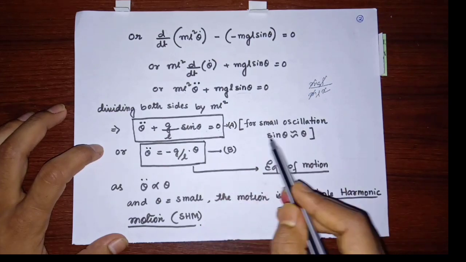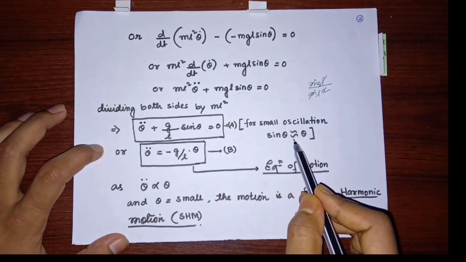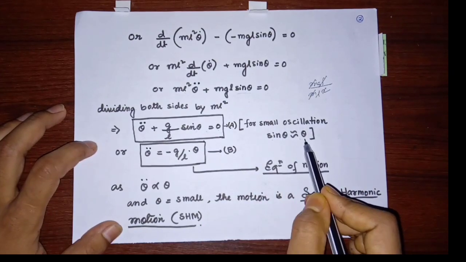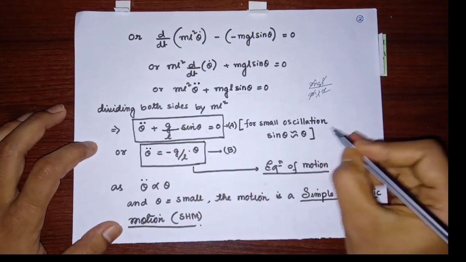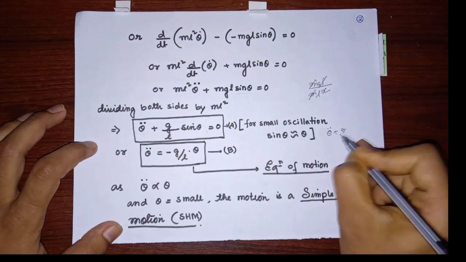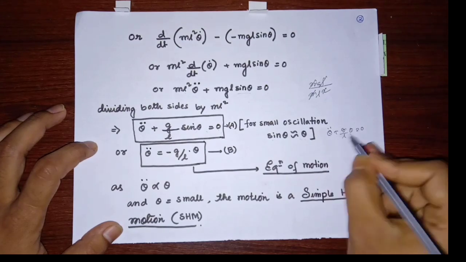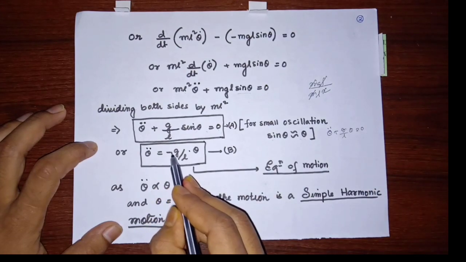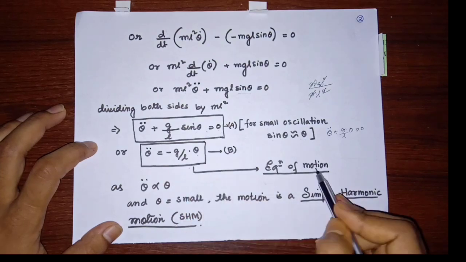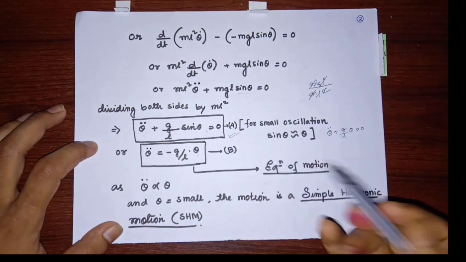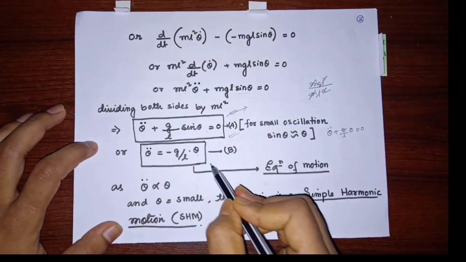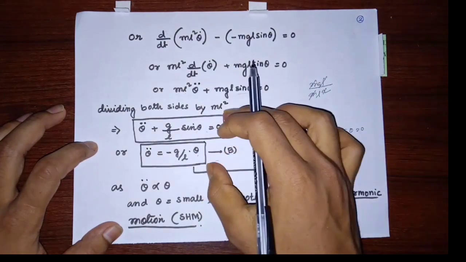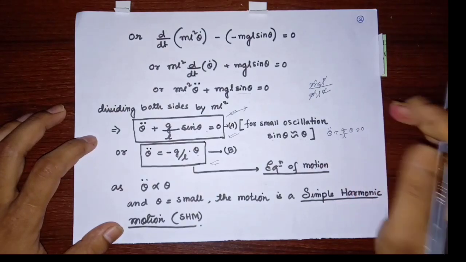For small theta, or for small oscillation, we know sin theta is approximately equal to theta. So theta double dot plus g by l theta equal to 0, and if you solve it again, it will be theta double dot is equal to minus g by l theta. So this is another equation of motion. Both are correct. If you are told to find the equation of motion, you can find up to this, but for small oscillation you need to find up to this. So these two are the equations of motion of the simple pendulum.